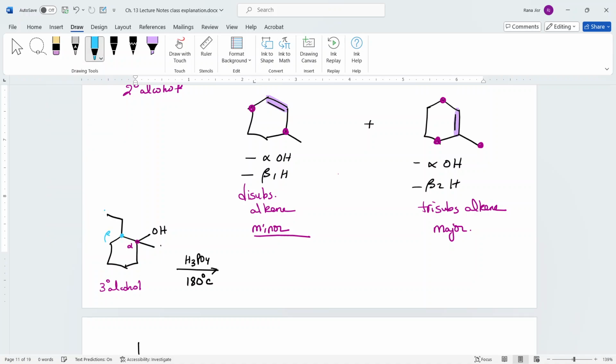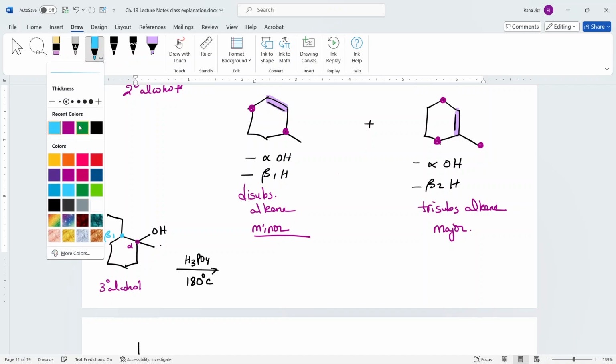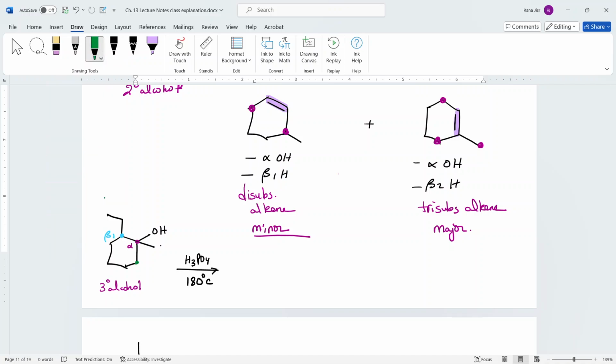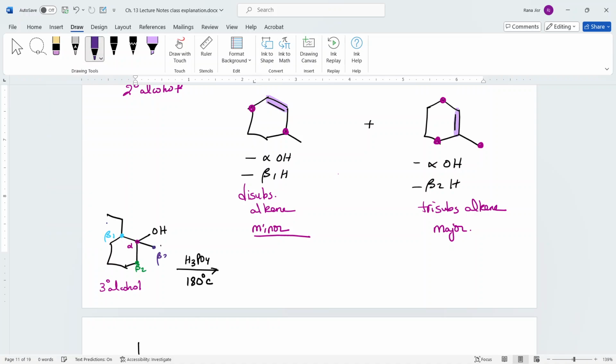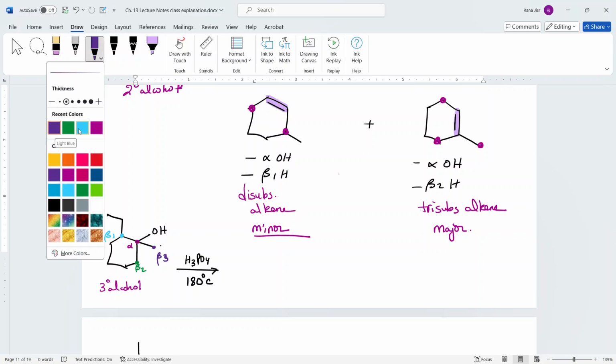I'm going to call this beta 1. And then this one is going to be beta 2. And don't forget that I do have this over here, that is going to be beta 3. Because the definition for a beta carbon is the carbon that is connected to the alpha. So the one that is connected to the alpha is called beta. So I have 1, 2, and 3 of them in there. And all of them have hydrogens.